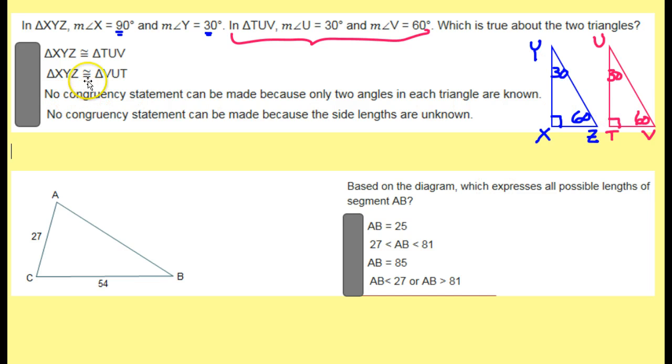So let's see. So we can throw out the first 2. No congruency statement can be made because only two angles in each triangle are shown. Well, let's read on. No congruency statement can be made because the side lengths are unknown. Yeah, that's what you've been hearing me say all this time. You need some sides. So the answer is the last one.